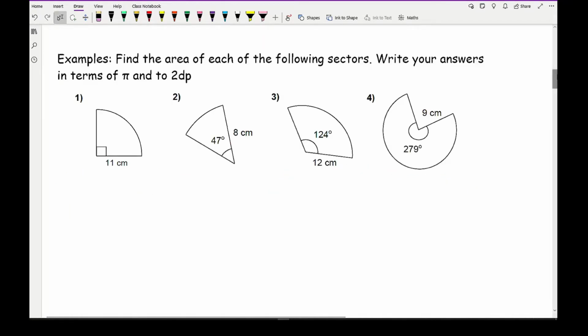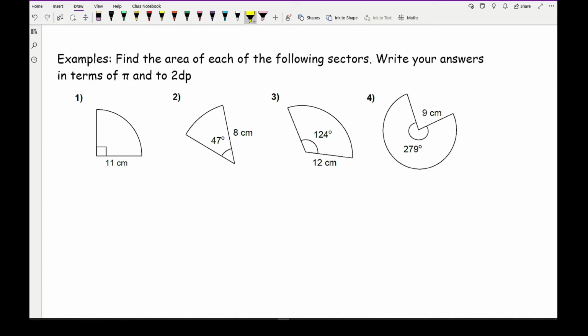So let's start by going through some examples. Here it says find the area of each of the following sectors, and we're going to write our answers in terms of pi and 2 decimal places. Now what is important is that you are reading the questions, because these questions both for arc length and sector area are very, very similar. So it's not one of these types of questions that you can just see the diagram and think, oh right, yeah, I know what to do, because it is important you understand what it is you're trying to find.